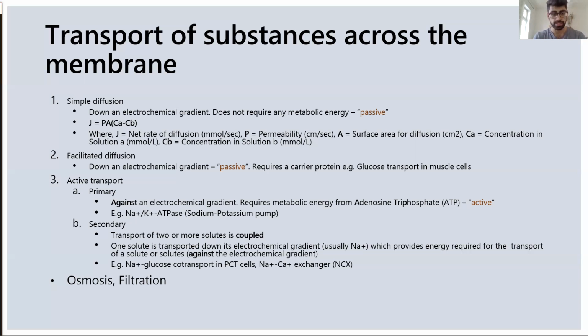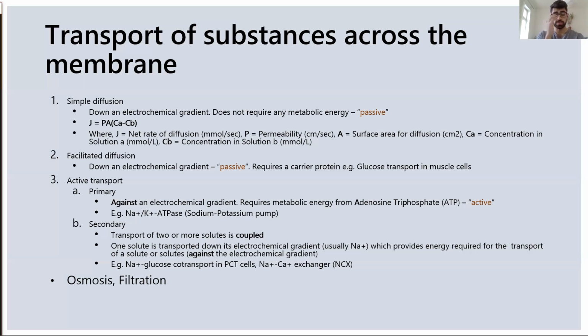Secondary active transport can be either antiport, which means a solute moving from A to B, and then another solute moving against its concentration gradient from B to A. Secondary active transport can also be symport, where we have movement in the same direction. And these are examples of co-transport.